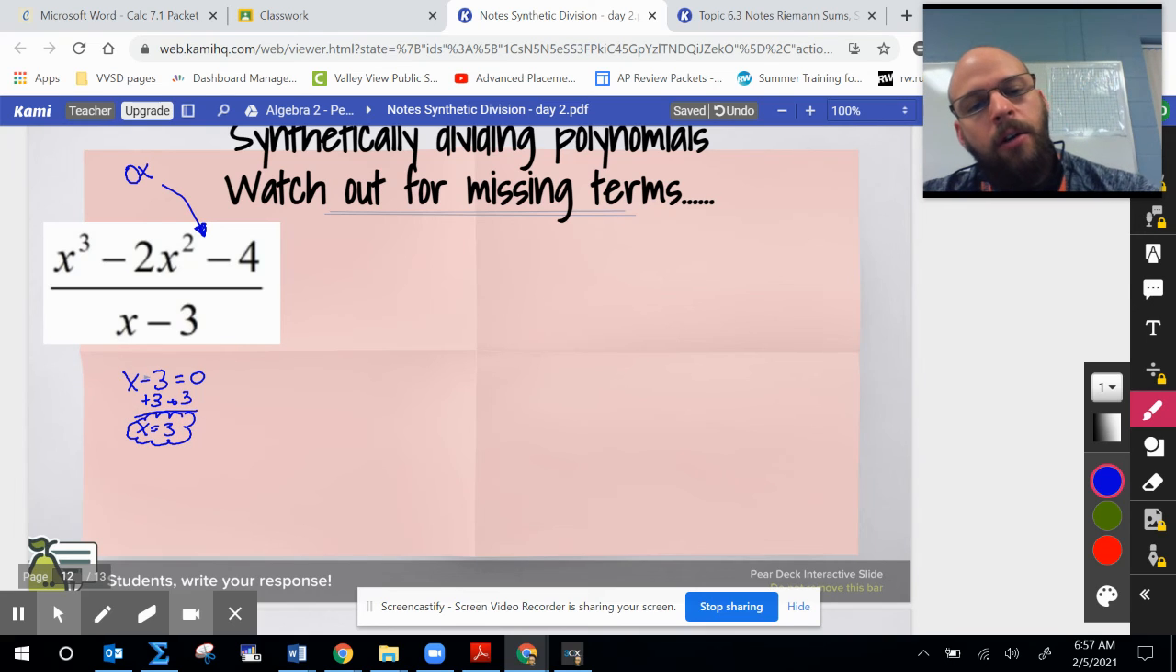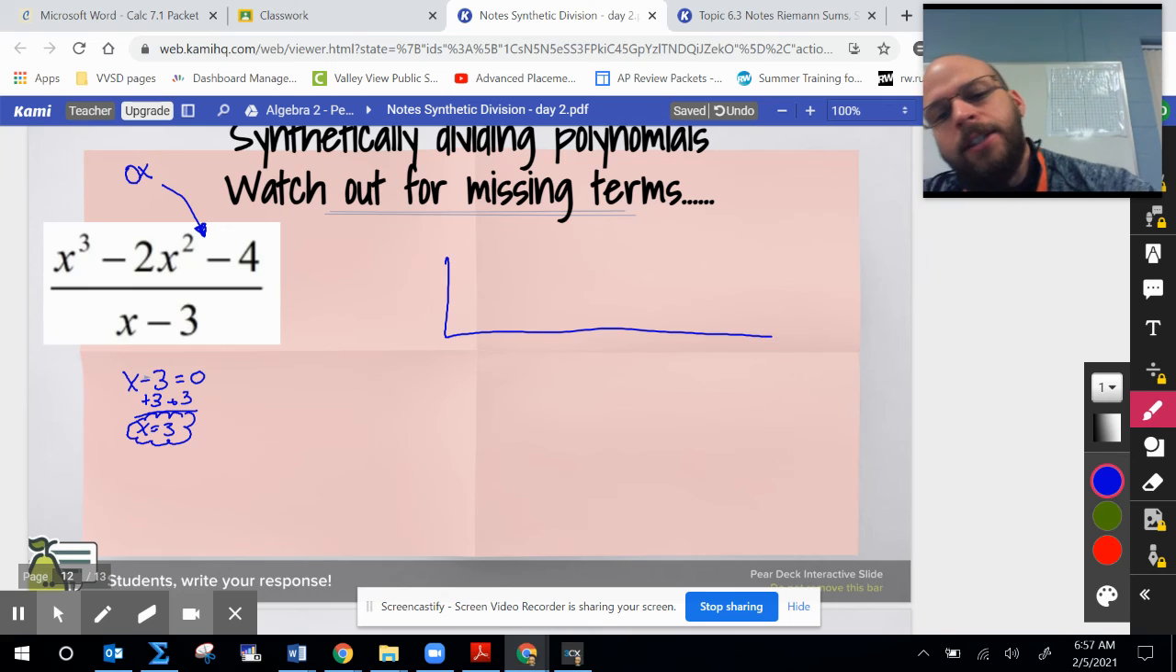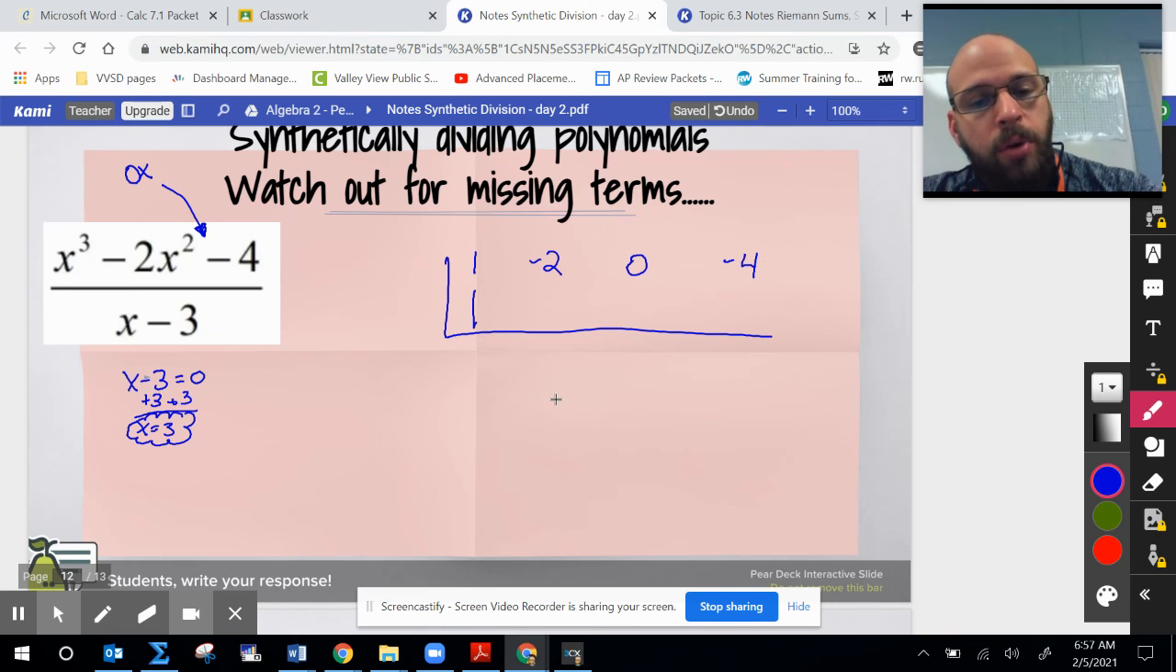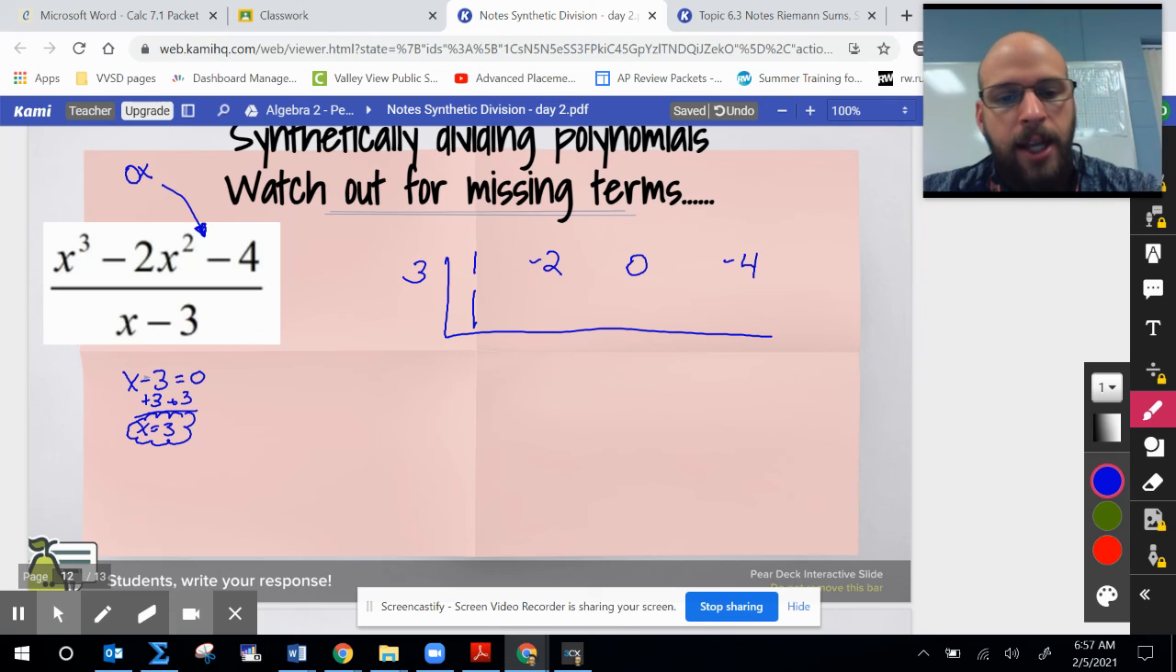All right. Now, when I set up my synthetic division, I have a 1x cubed. I have a negative 2x squared. I had no x's, so you have to put a placeholder. It is not an option. You can't do it for some and not for others. If you are missing a term, you have to put a placeholder. That is not optional. And we're going to put that 3 on the outside.